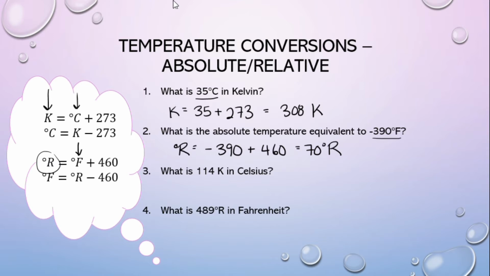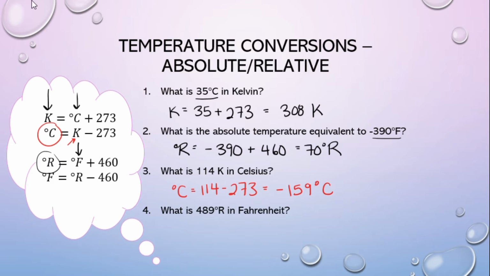Number 3, we have Kelvin. Maybe I'll switch colors here, and we're looking for Celsius. So we have Kelvin, we're looking for Celsius. The formula just flips around. We're going to subtract 273 instead of adding. 114 minus 273, I would expect a negative number because you know that 0 Celsius is 273 Kelvin, so we haven't made it, so it's fine if Celsius is negative, and it's nice and negative this time, negative 159 degrees Celsius.